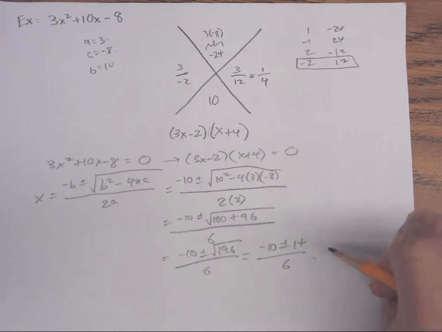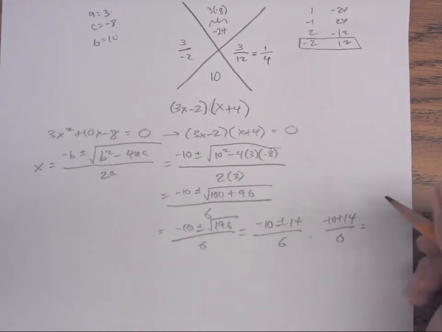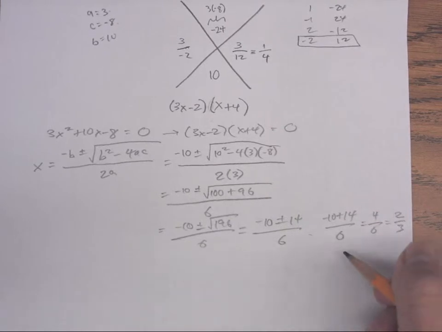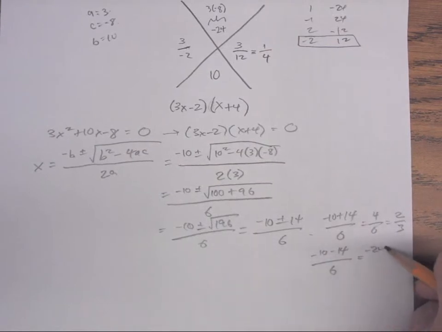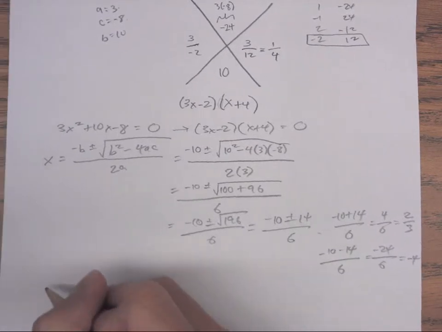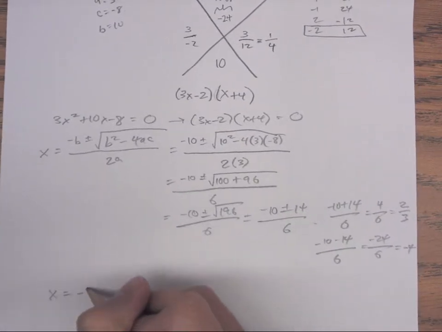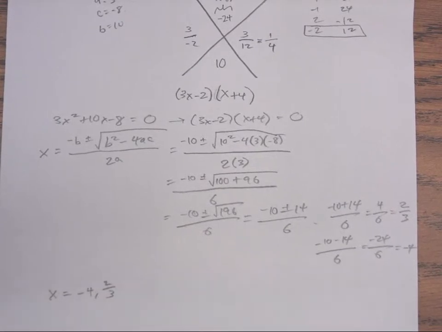So I have two roots. x is going to be -10 plus 14 divided by 6, which is 4 divided by 6, so that is 2 over 3. That's one of my zeros. The other root, or zero, is going to be negative 10 minus 14 divided by 6. Negative 10 minus 14 is negative 24 divided by 6, so that's negative 4. So what we know from this is x is equal to negative 4 and 2/3.